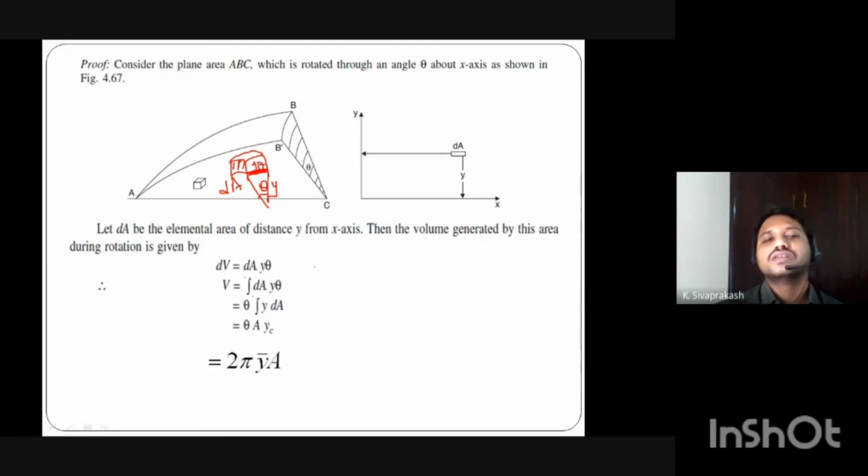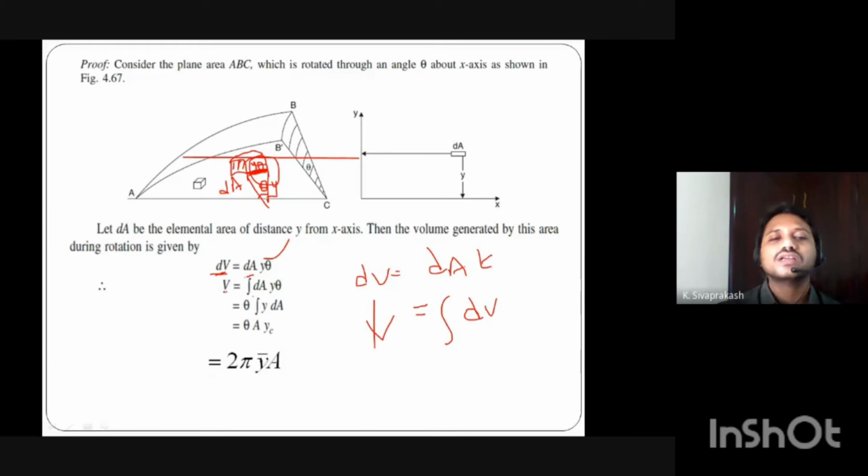Now we should find the volume, so the element volume. How do we get the element volume? Element volume is equal to element area into thickness of the element. Element area is represented with dA, and thickness is y theta. So write down y theta as the thickness of the element. Now, if you want to find the total volume, V is equal to the integration of dV, that is, integration of the element volume. You do the integration for the element volume, then you get the total volume.